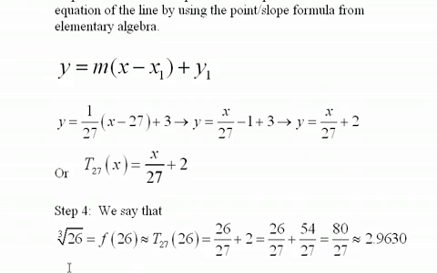We say that the cube root of 26 is function of 26, because function of x is the cube root of x. But it's also approximately the tangent line we found at 27 evaluated at 26, which when we simplify we get 80 over 27 right here. Now I popped that into a calculator to 5 digits and got 2.9630, but 80 over 27 is the exact answer.